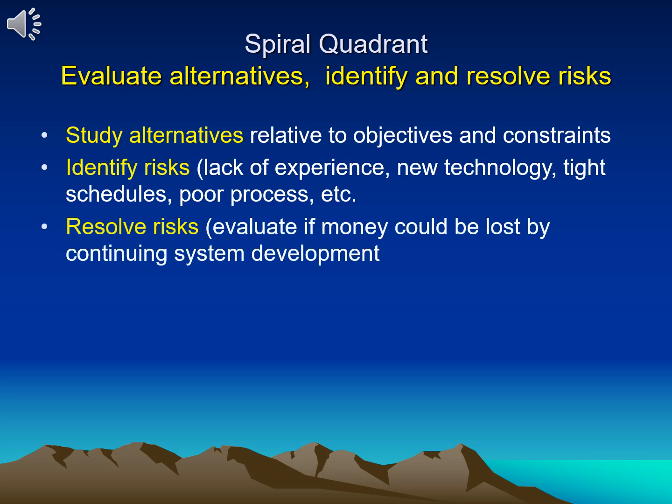3 critical aspects of software development: studying alternatives, identifying risks, and resolving them. These factors play a crucial role in ensuring that projects are successful, efficient, and delivered within constraints like time, budget, and technology. 1. Studying alternatives relative to objectives and constraints.